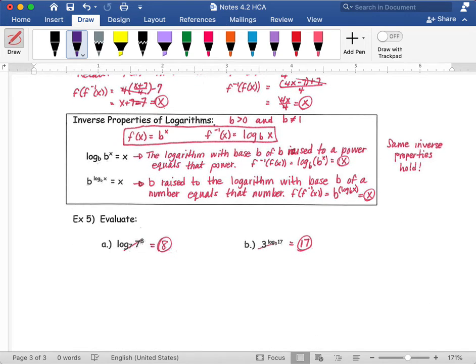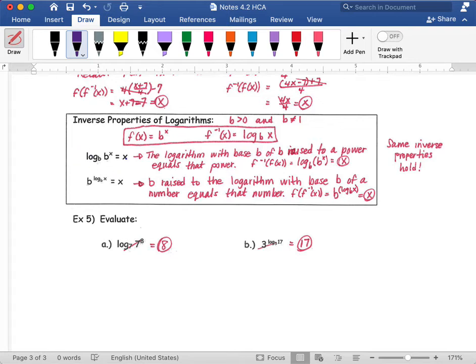Inverse properties of logarithms. Remember, again, the base has to be bigger than 0. It's got to be a positive number. And it also cannot equal 1 because it's not exponential then. All right, so here's my basic function. F of x equals b raised to the x power, and my inverse function, log base b of x. Log base b of b to the x equals x. The logarithm with base b of b raised to a power equals that power.